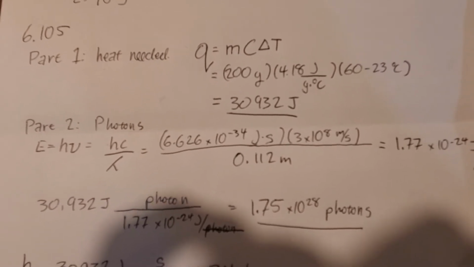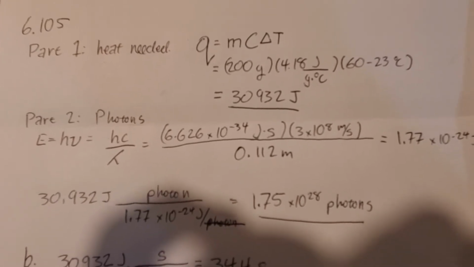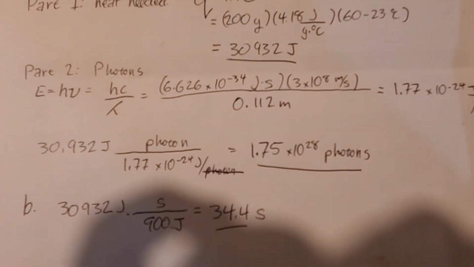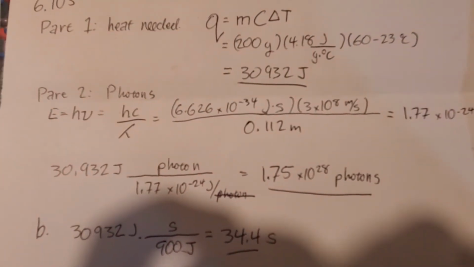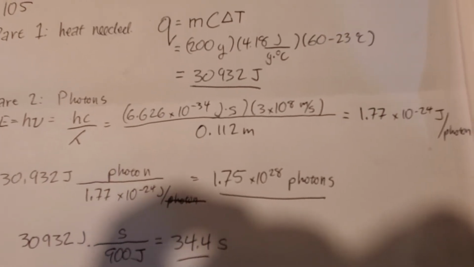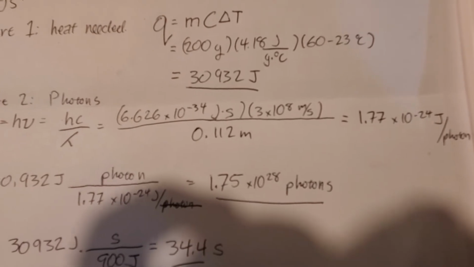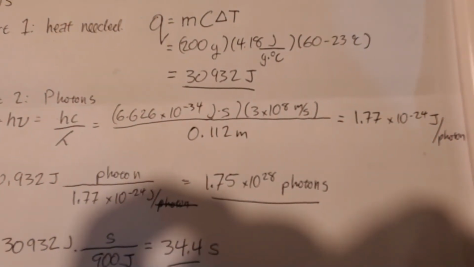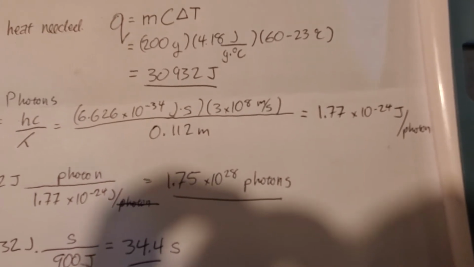But the question is, how many photons are needed? So now we've got to figure out how much energy is in each photon. So that's part 2 here. We are going to use E equals h nu, which is equal to hc over lambda. There's Planck's constant for you, the speed of light, and then we're told that they are 11.2 centimeter photons, so that's 0.112 meters. Multiply that out, and you get that many joules per photon.